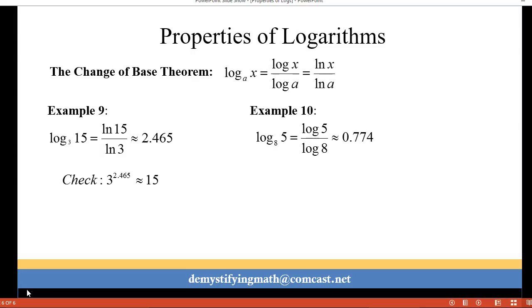You can do this in any base you want. It doesn't have to be natural log. It could be common log. It's just that we're choosing those because that's what we have on our calculators. You could do this in log base 5 if you wanted to. Okay, so you have log of 5 in base 10 over log of 8 in base 10, and you get 0.774. And if you take 8 and you put it to that power, you get approximately 5. It'll be a little bit off because these are all rounded numbers.